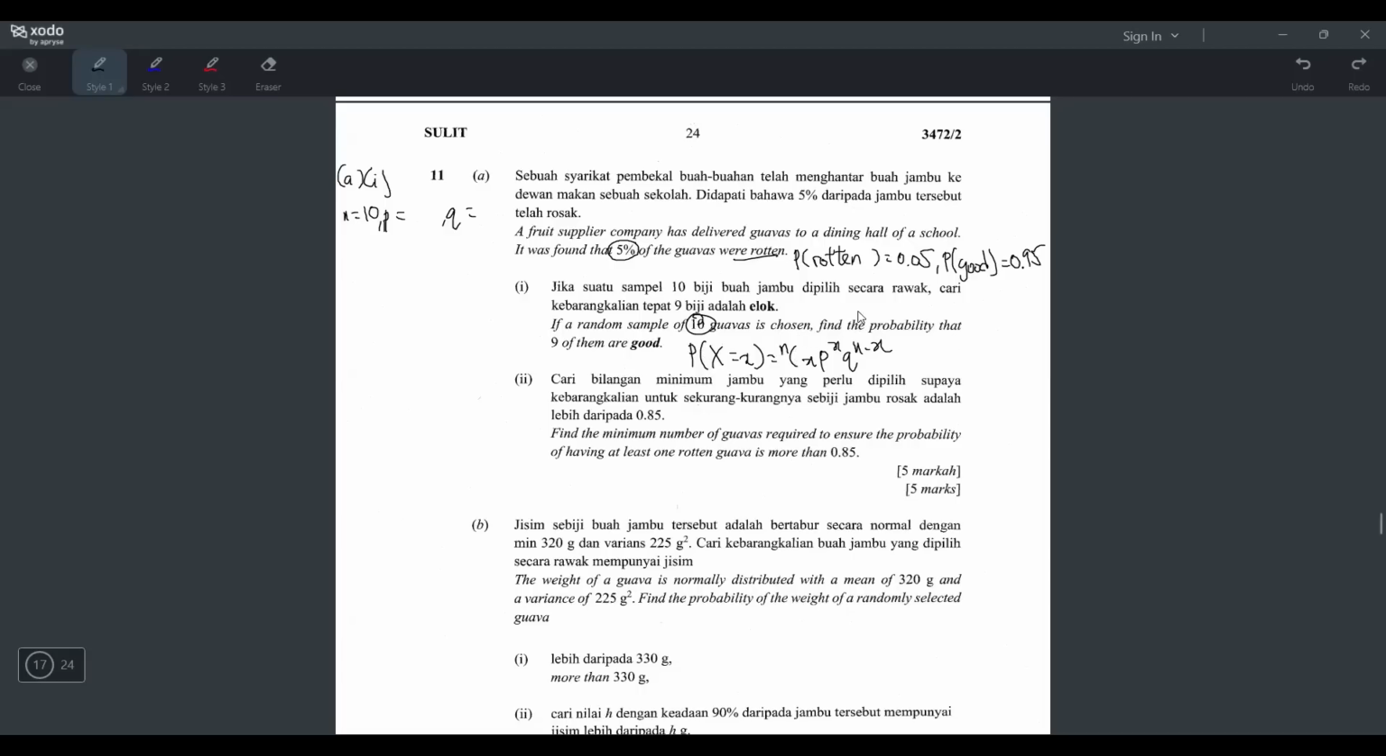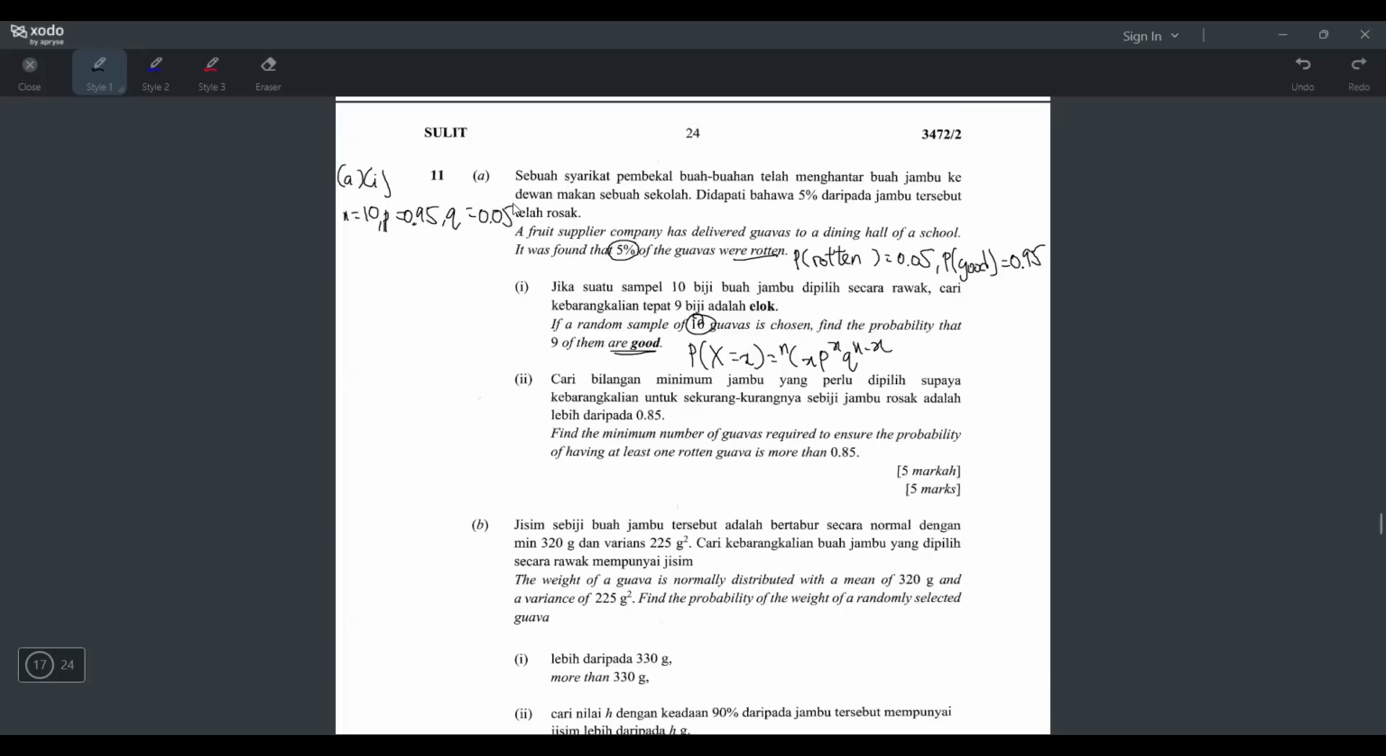So what do they want to find? Find the probability that 9 of them are good, right? Okay, don't look at the 9 first. The keyword here is good. It means the probability of success P will be good, 0.95, and then the probability of failure will be 0.05.